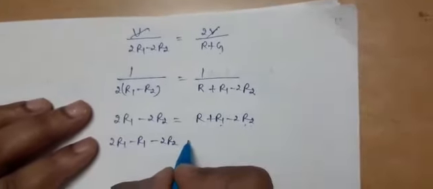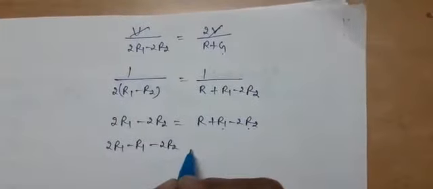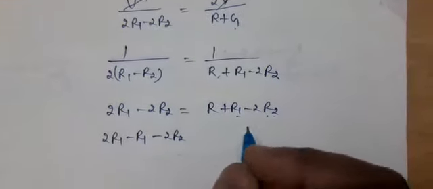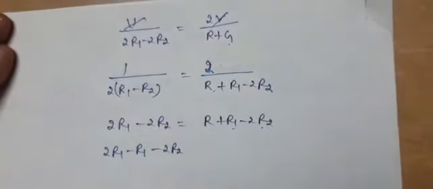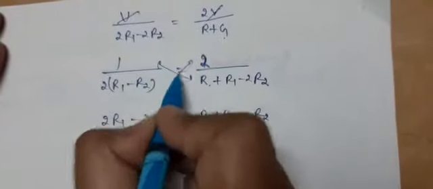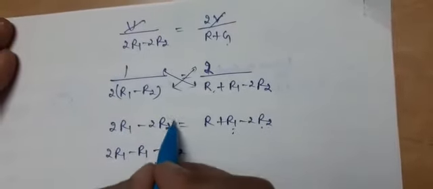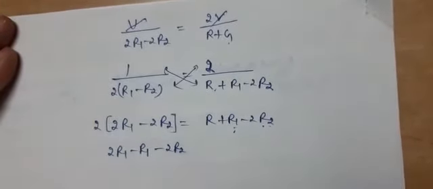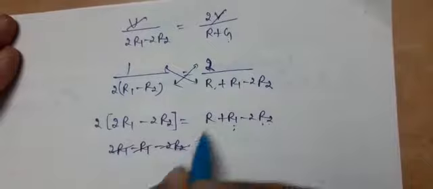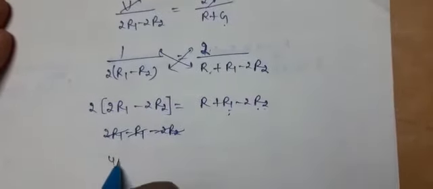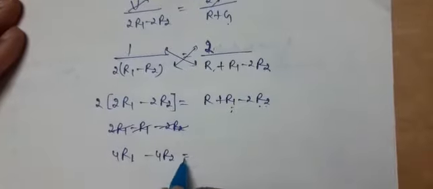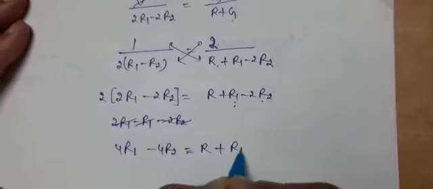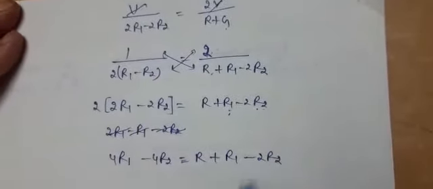Something is there, let me check. Okay, here 2 is missing. Yes, 2 I have not taken. When I cross multiply, this term will be multiplied with 2, right? This I have skipped. Now it will be 4R1 minus 4R2 equal to R plus R1 minus 2R2.